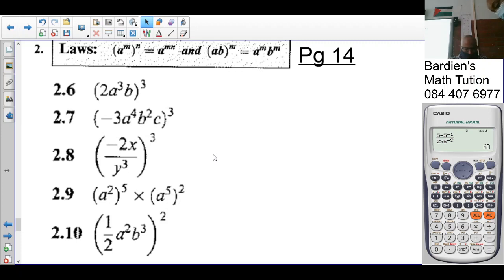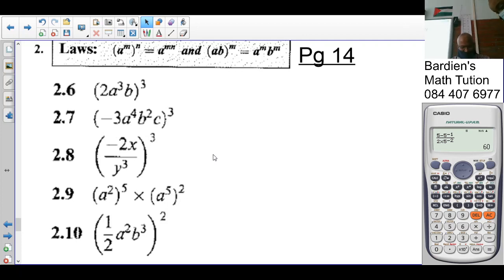Number 2.6. You see here's a 1 here. You see the 1? And there's a 1. So what's 1 times 3? 3. So it's going to be 2 cubed. A. 3 times 3 is? 9. B. 1 times 3 is? 3. You see that? So what's 2 cubed? What's 2 times 2? 4. Times 2? 8. So it's going to be 8. Then 9. You see? Let's do another one.